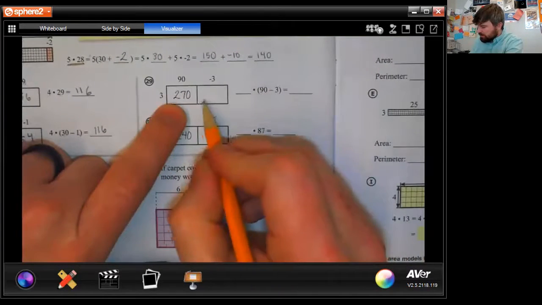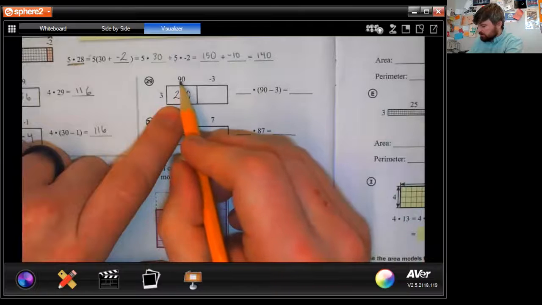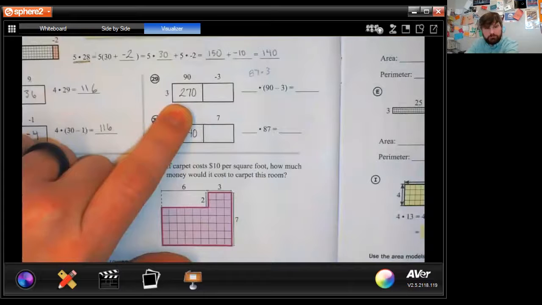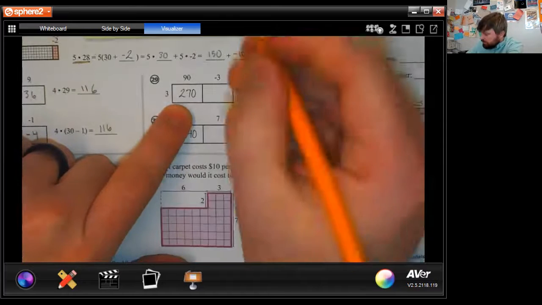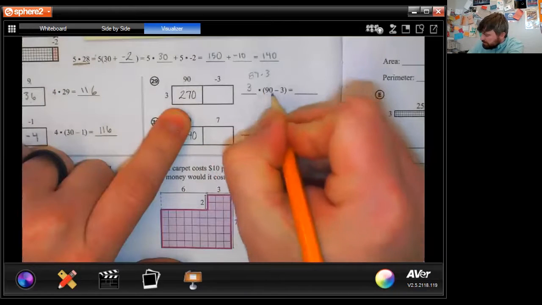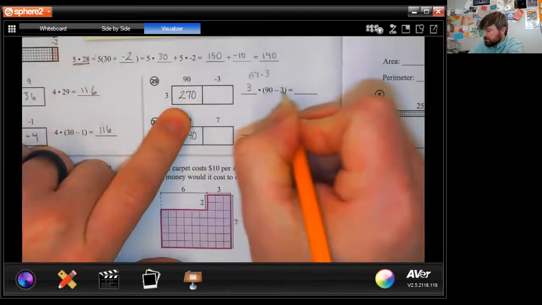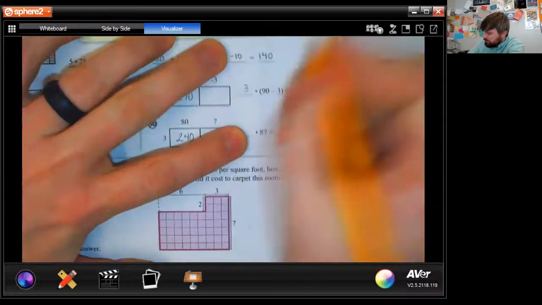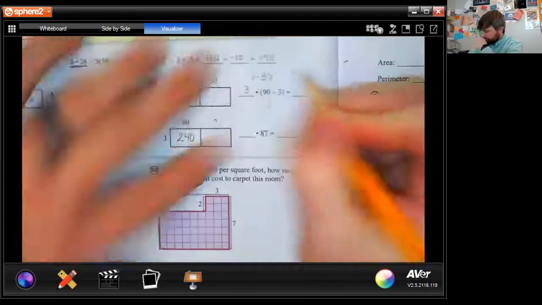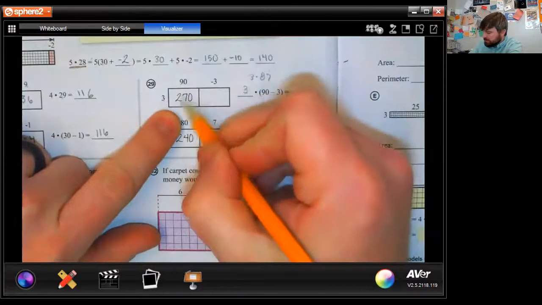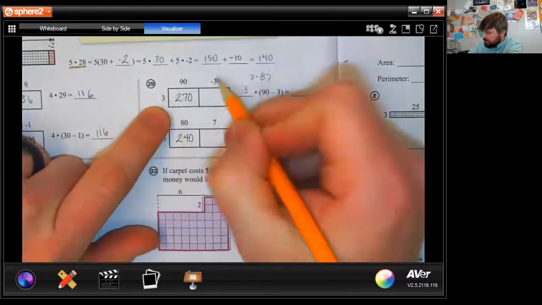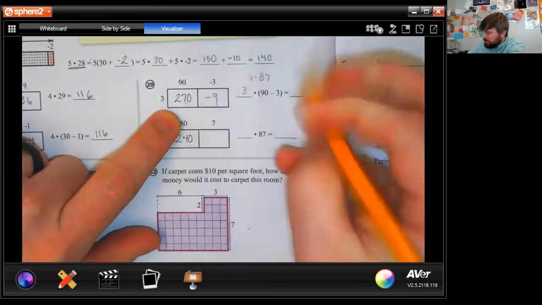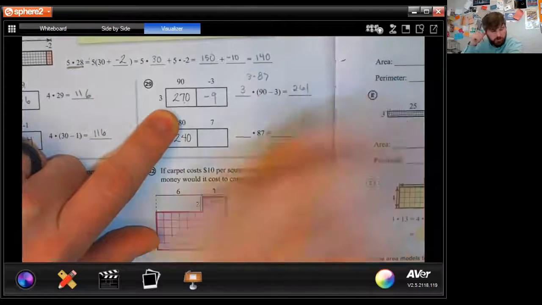Here they're doing what looks to be 87 times 3. So you've got 3 times 90 minus 3, or 90 minus 3. That makes your 87. Sorry, I wrote this backwards. So 3 times 87. You got 3 times 90 is 270. 3 times negative 3 is minus 9. 270 minus 9 is 261.